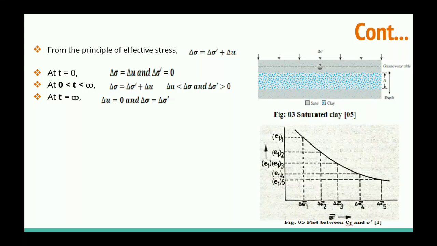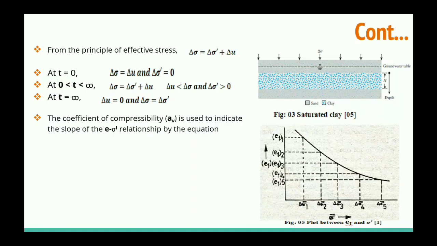If we consider the change in the void ratio, and the change in the effective stress is small, we can calculate the slope of this curve. That slope is called the coefficient of compressibility, which we generally denote by av. So we can write av is equal to delta e divided by delta sigma dash. You can also write minus delta e, because the void ratio is continuously decreasing, where delta sigma dash is the change in the effective stress.